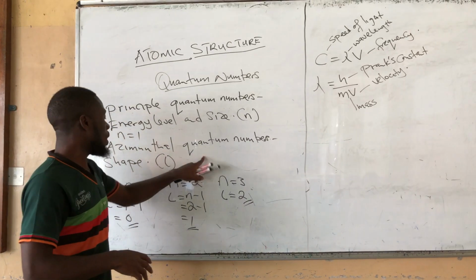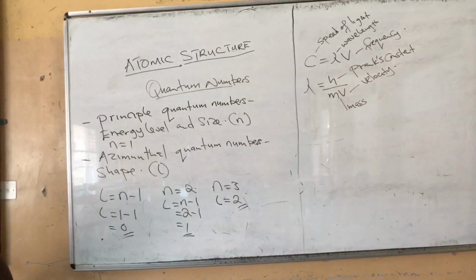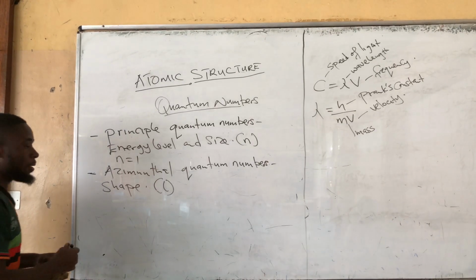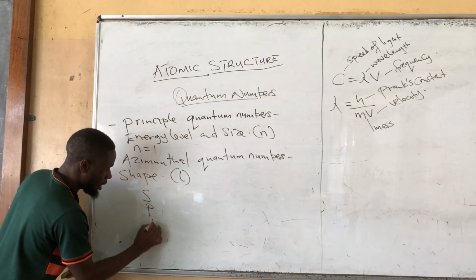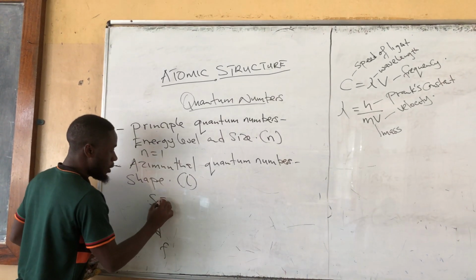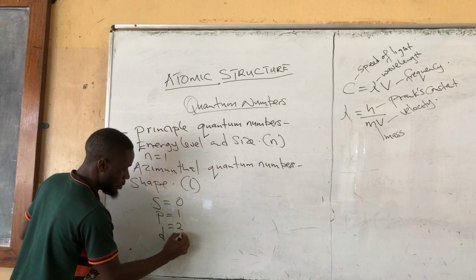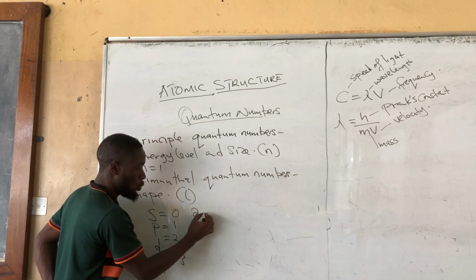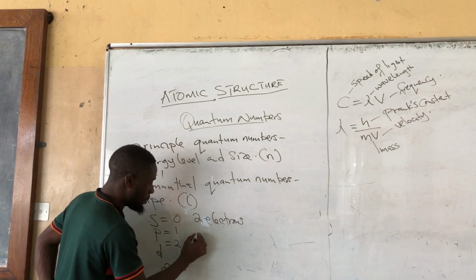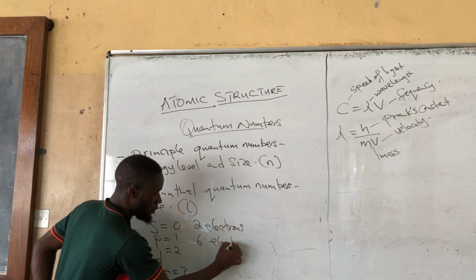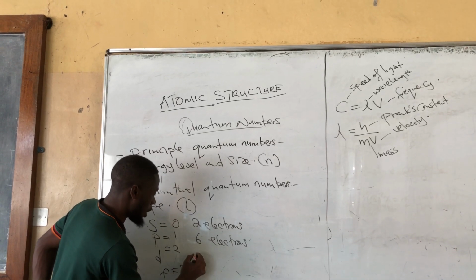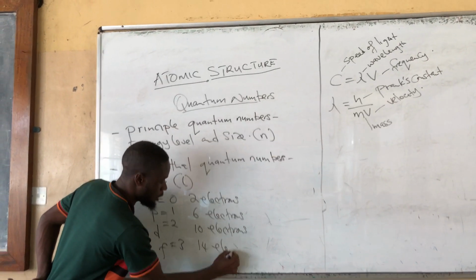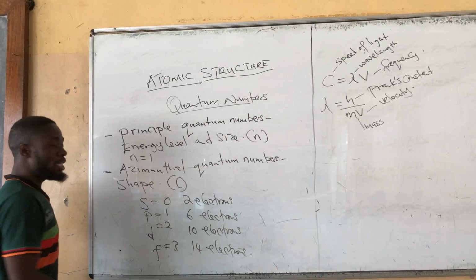So here we said these azimuthal quantum numbers deal with the shape. Each of these has a shape. Here you use letters like S, P, D, and F, which correspond to 0, 1, 2, 3. The S orbital can hold up to how many electrons? 2 electrons. The P orbital can hold up to 6 electrons. The D can hold up to 10 electrons. What about F? F can hold up to 14 electrons.